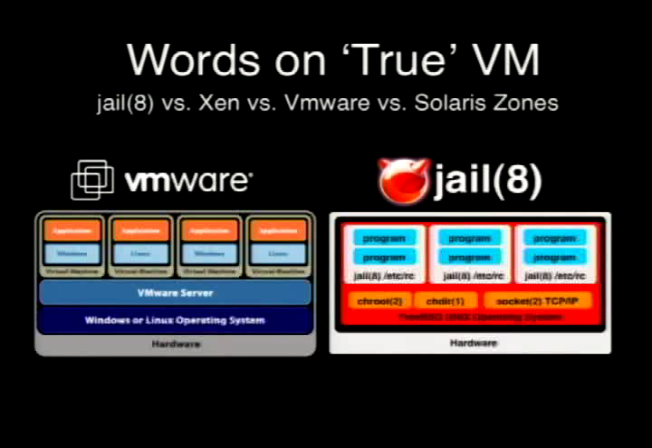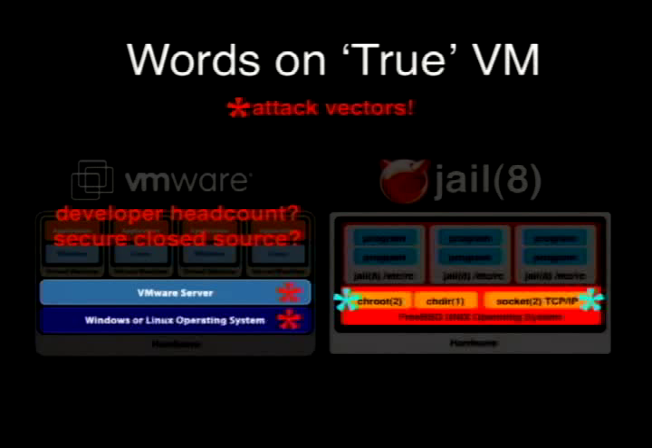So once you get that, let's look at attack vectors real quick. VMware's got a couple problems that jail doesn't in the context of creating really secure services. One of them is, hey, your operating system is, of course, a risk, and that's a risk in all cases. The software itself has an unknown developer headcount and is closed source, and those issues are discussed in a lot of other lectures here. In a similar vein, though, if we want to talk about attack vectors for jail, people need to really crack chroot and TCP/IP sockets on jailing.